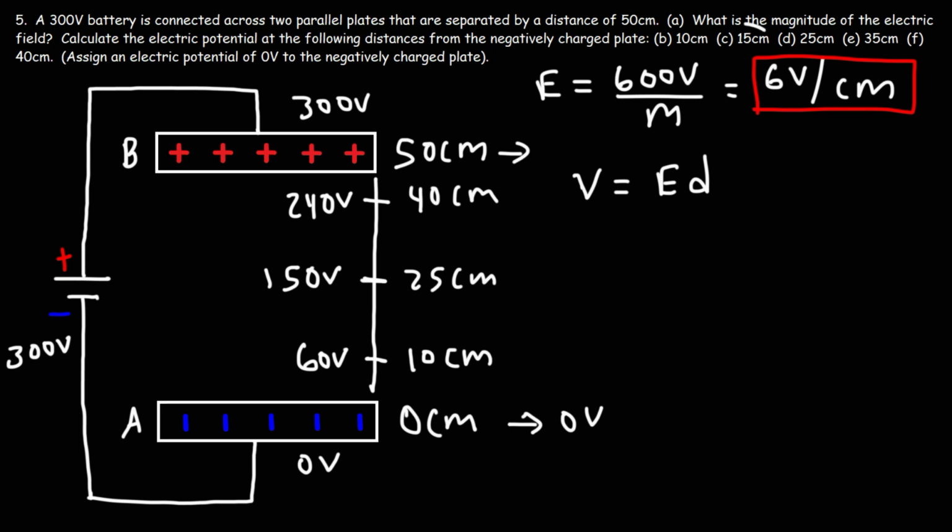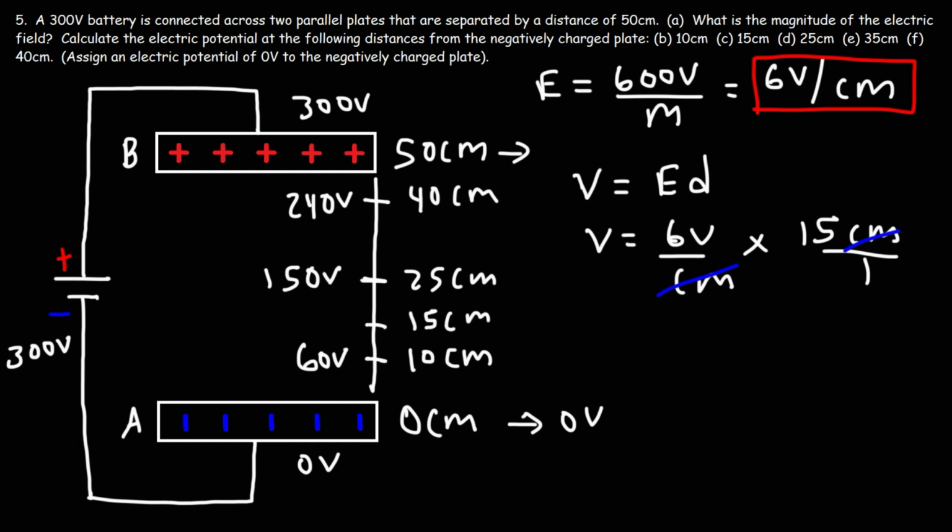So we can get it at 15 centimeters. It's going to be 6 volts per centimeter times 15 centimeters. And so these two will cancel. 6 times 15 is 90. So at 15 centimeters, the potential is 90 volts with respect to the negatively charged plate. Well, I would say the voltage is 90 volts with respect to the negatively charged plate. The potential is just 90.